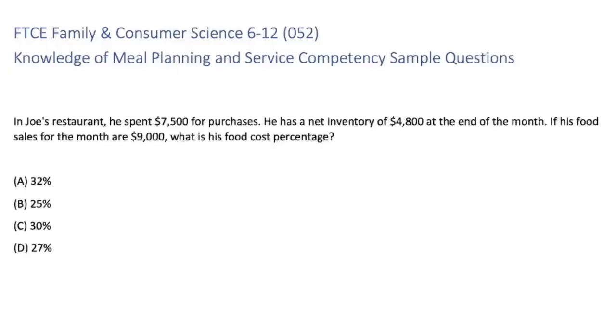In Joe's restaurant, he spent $7,500 for purchases. He has a net inventory of $4,800 at the end of the month. If his food sales for the month are $9,000, what is his food cost percentage? Would it be A, 32%, B, 25%, C, 30%, or D, 27%?